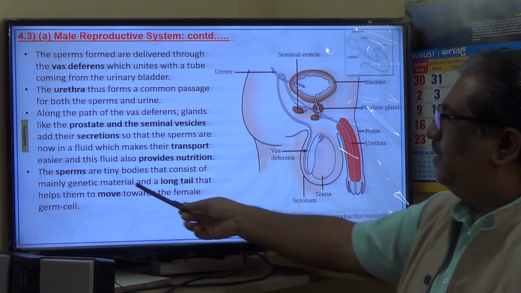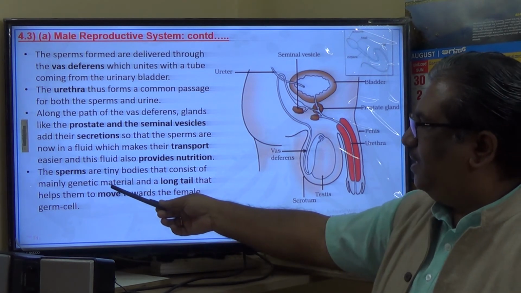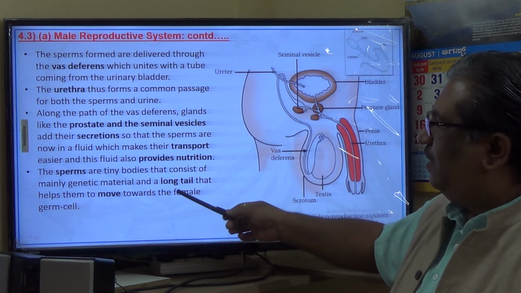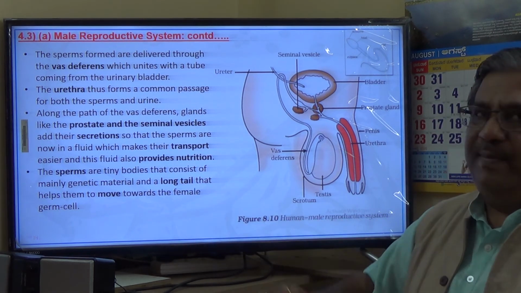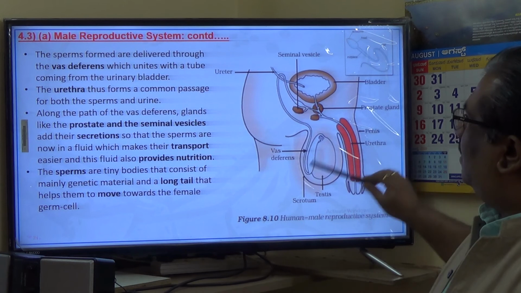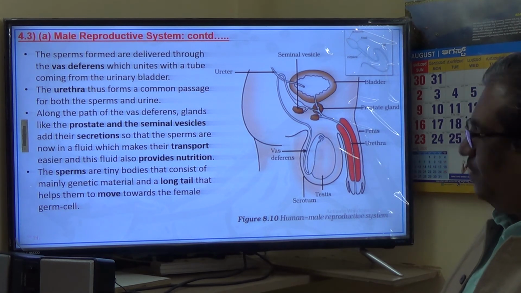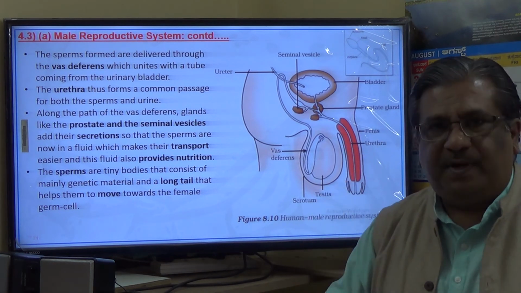Okay, so the sperms are tiny bodies that consist of mainly genetic material and a long tail that helps to move towards the female germ cell. Okay, this is the information about male reproductive system. I hope you have understood.